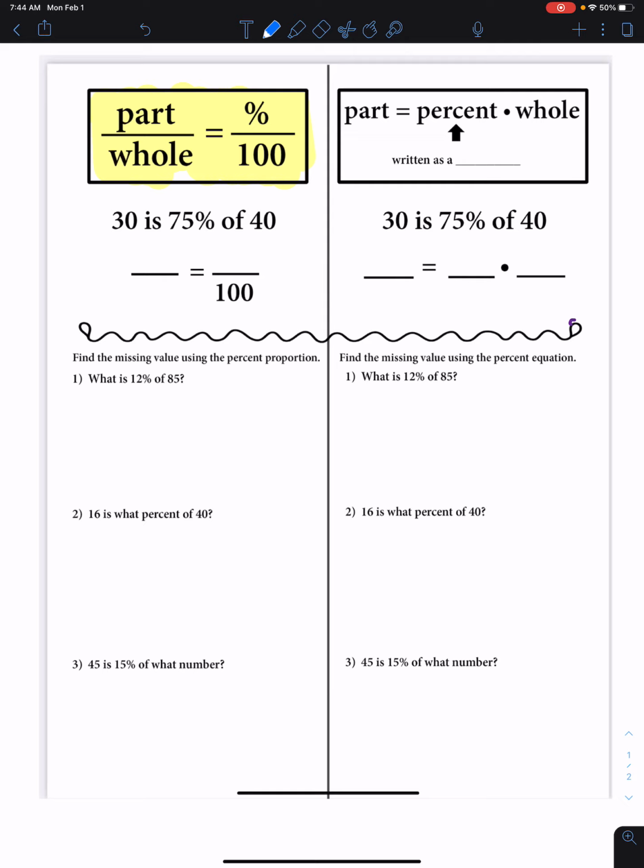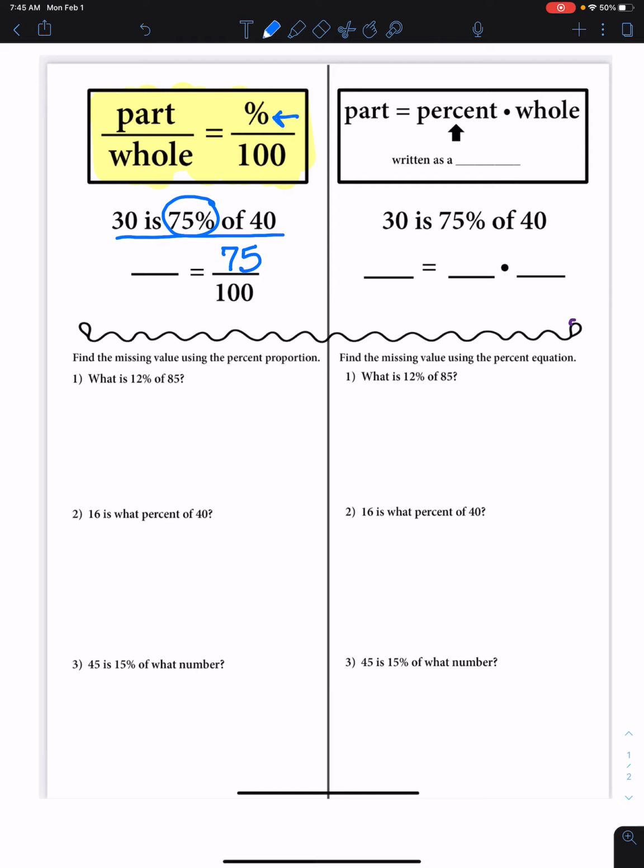So if you look at this first example, it says 30 is 75% of 40, and we want to put the numbers 30, 75, and 40 into our proportion. The 100 always stays in the denominator of the second fraction. The easiest number to identify, of course, is the number that has the percent sign. So 75 goes over the 100 because the percent always goes over 100.